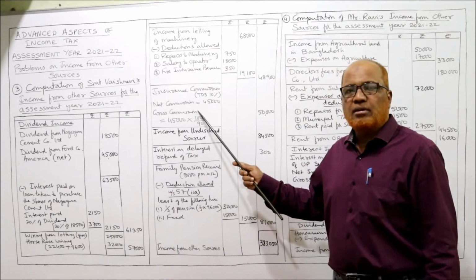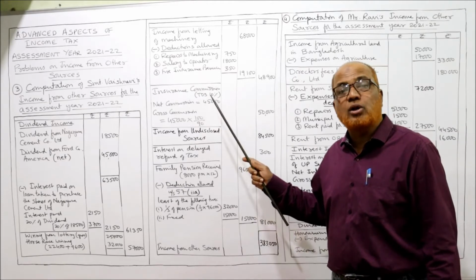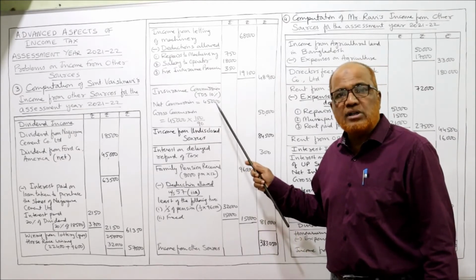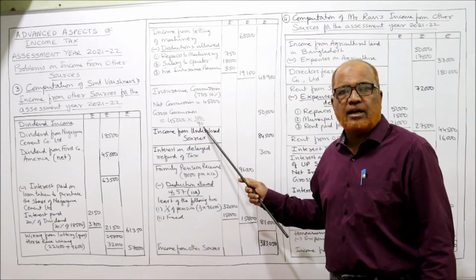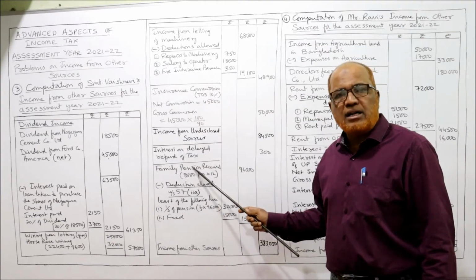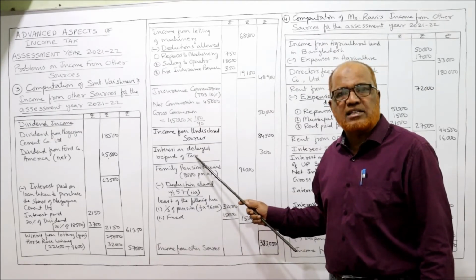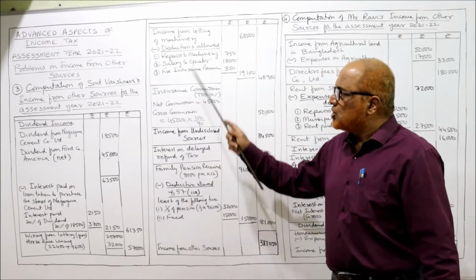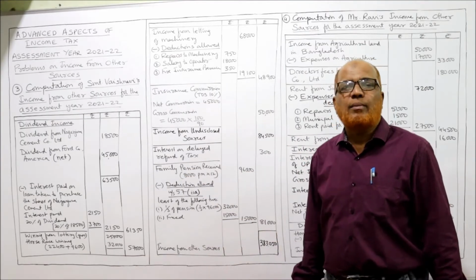Similarly, insurance commission is taxable on a gross basis. The amount is given net, so we have to make it gross. Income from undisclosed sources is completely taxable. So this is the complete explanation of problem number 3.